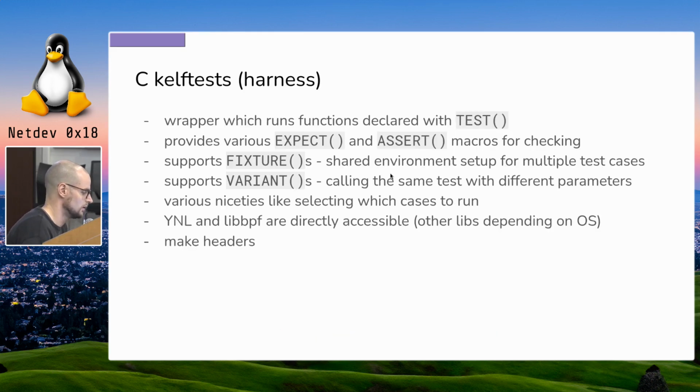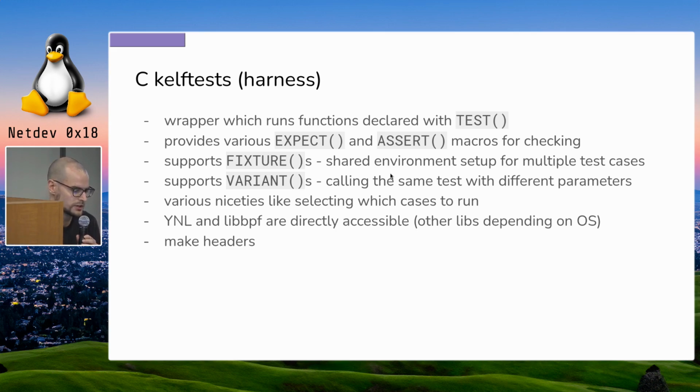So I have more details on the C one. The C test harness gives you a couple of useful unit test functionalities. You can define your tests inside the test macro, and then all the tests are automatically executed. You don't have to add them to any list; they get auto-added. And the selftest harness also provides filtering, so you can run a single test case.